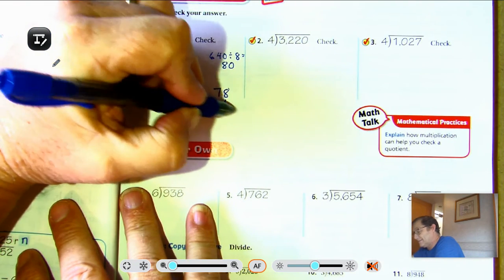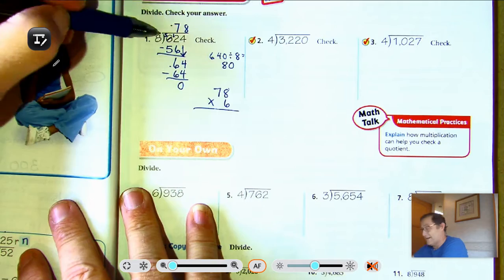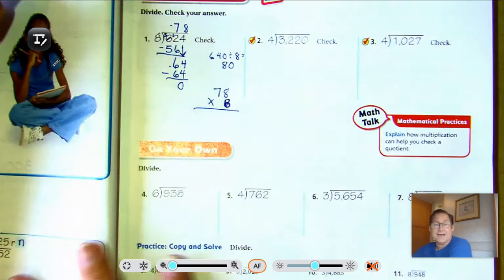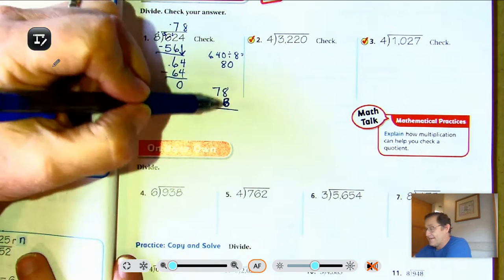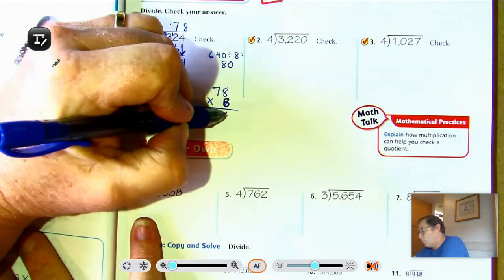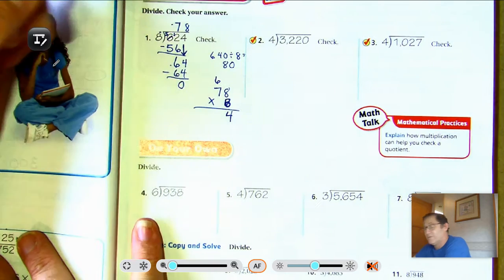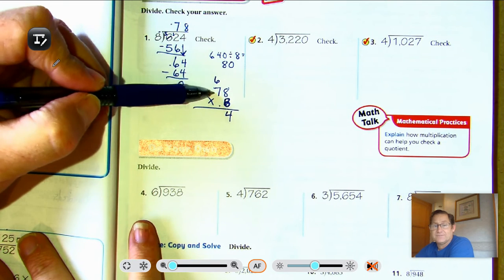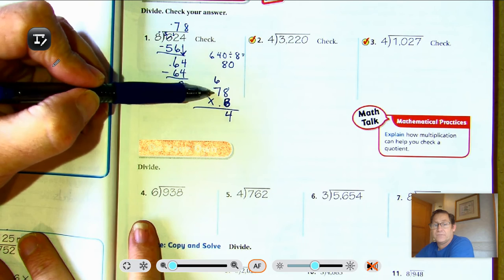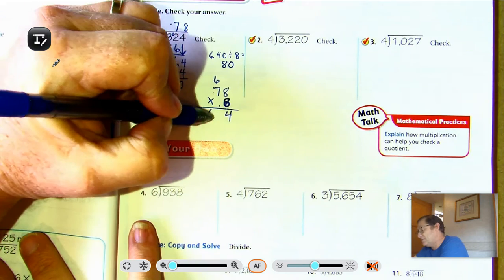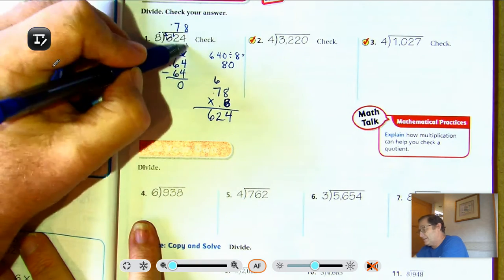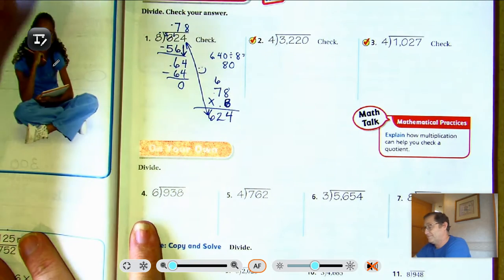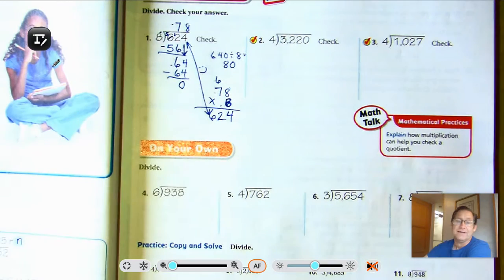78, the quotient, times the divisor. 78 times 8. 8 times 8 ones, 64 ones. Regroup that as 6 tens and 4 ones. 8 times 7 tens, 56 tens, plus 6 more tens is 62. 624 checks. So the answer is 78.